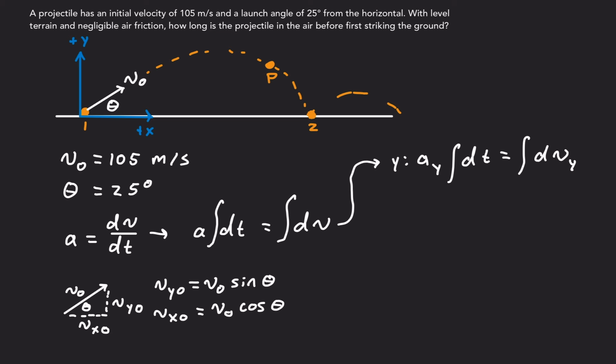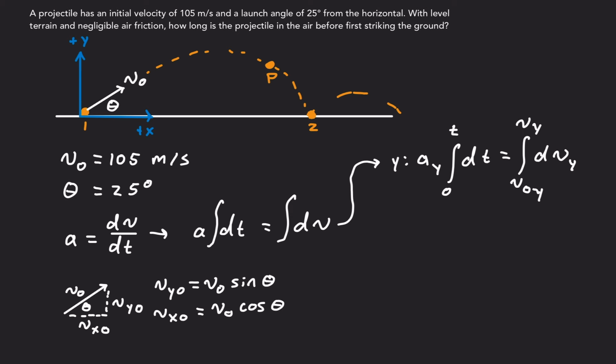Now our limits of integration, we consider our initial time 0 and our final time t, our initial velocity v naught, our final velocity v. What is our final velocity? Well, when the ball hits the ground, let me relabel the velocity integrals with a y subscript to denote that we're talking about the y velocity.